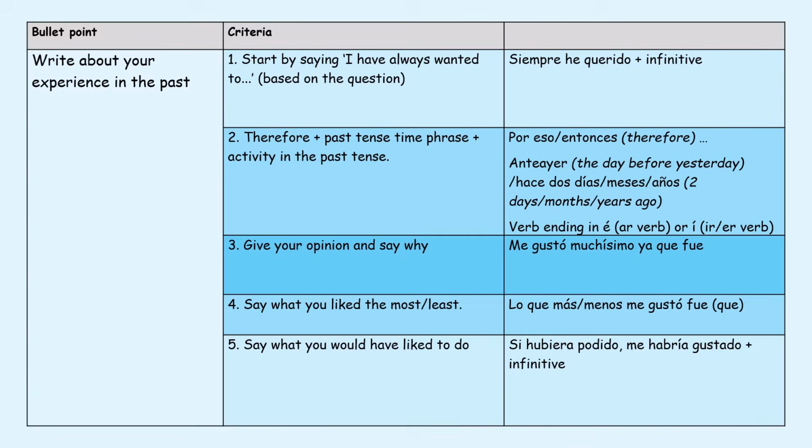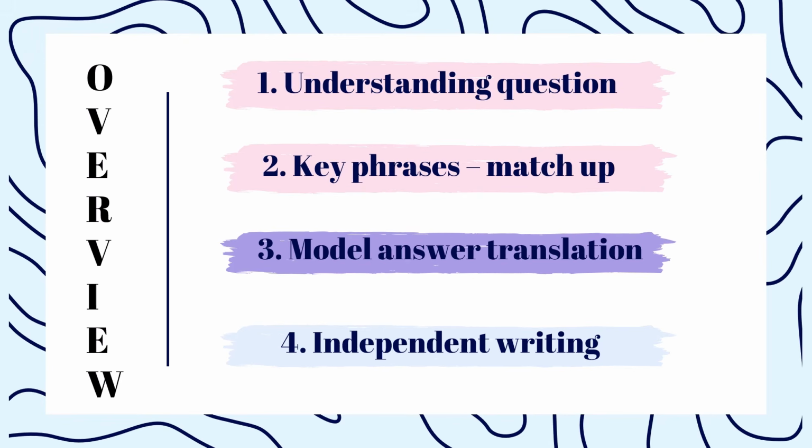And we're going to do it in this order, so we're going to make sure we understand the bullet point, look at how we can identify the keywords we need to know. Then we're going to look at key phrases, do a matchup so we know the key phrases that we need to use in the past tense structure. And then we're going to do a model answer translation, and then it will be over to you to do some independent writing that you can send to me for feedback if you wish.